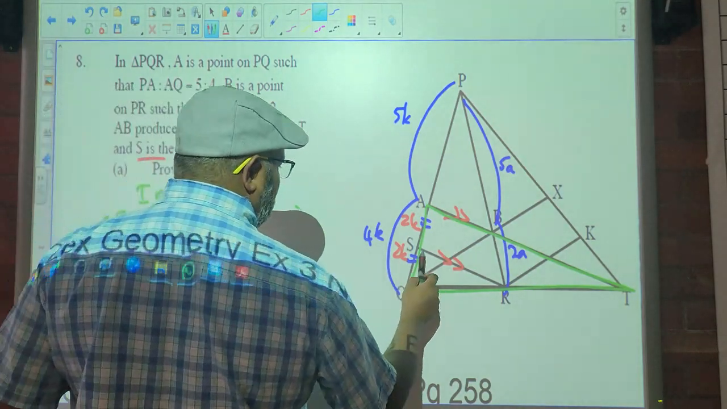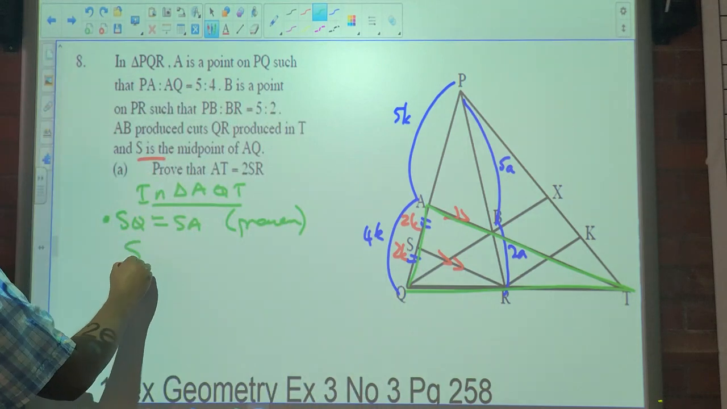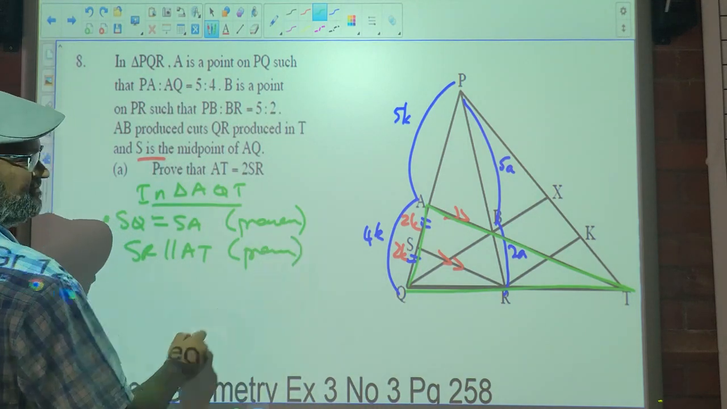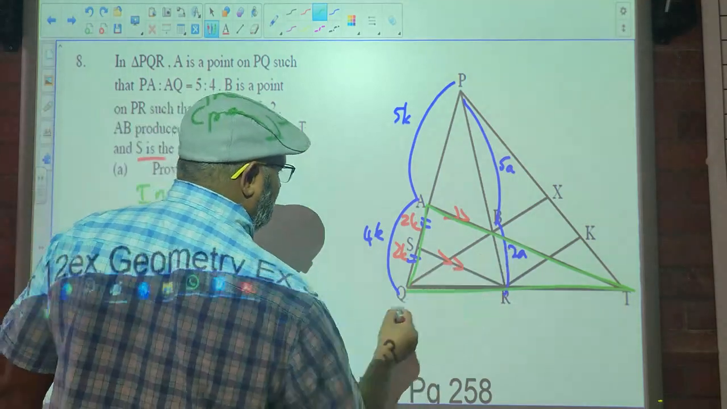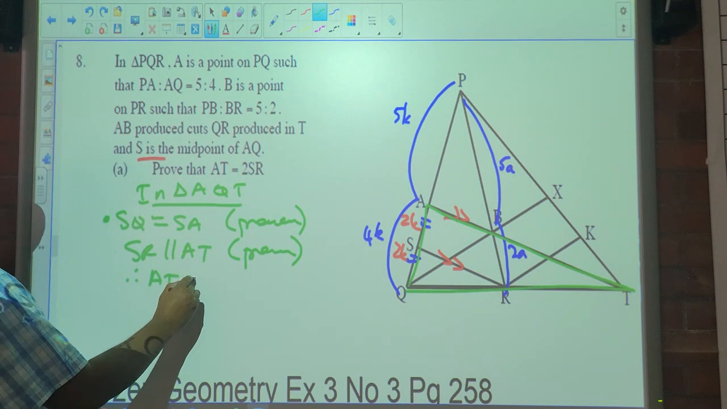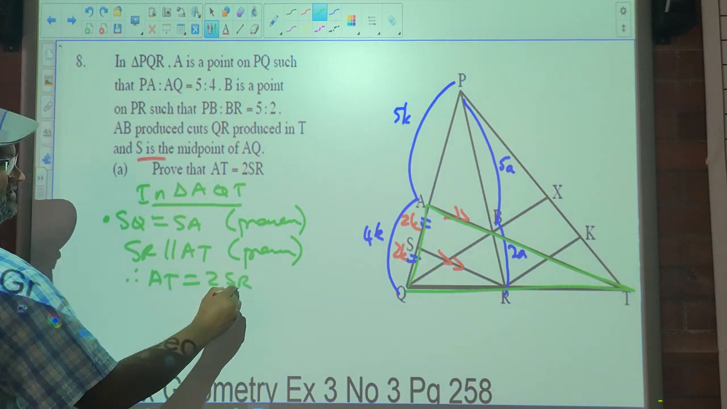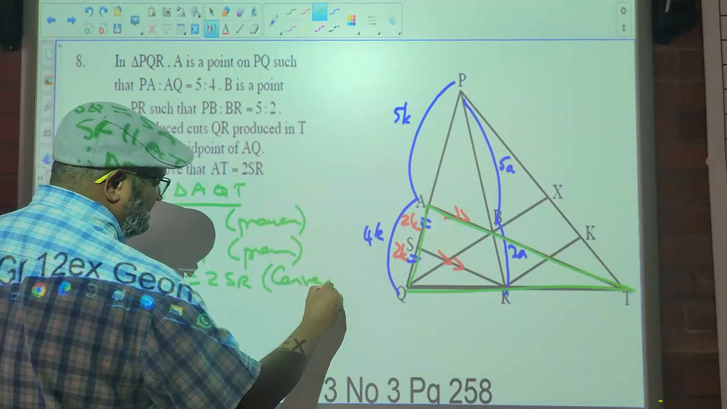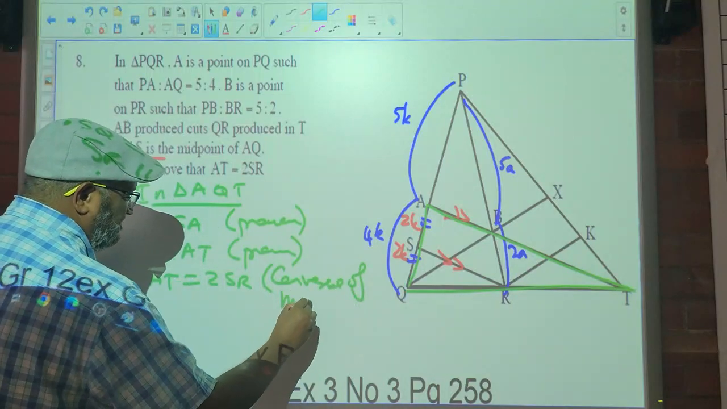Then SR is parallel to AT. That's also proven. So therefore, AT has to be equal to double SR. Why? Because that's the converse of the midpoint theorem.